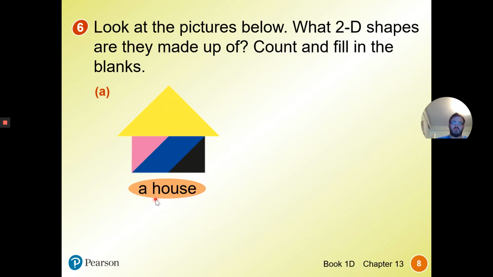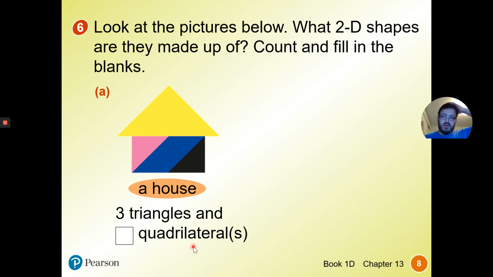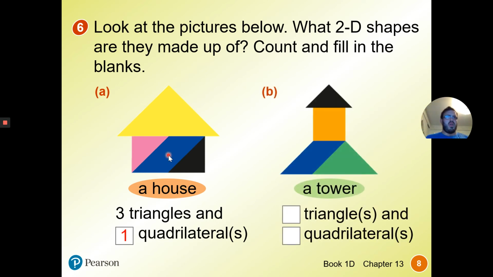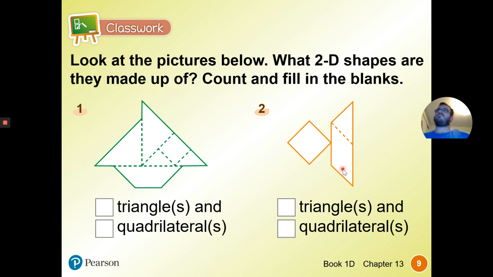So look at the pictures below. What 2D shapes are they made up of? We have a house and a tower. The house has got 3 triangles and how many quadrilaterals? Have a look. There's 1, 2, 3 triangles. So there's 1 shape remaining, which is a quadrilateral. And in my tower, how many triangles do I have? Well, I go through and I've got 1, 2, and I have 2 quadrilaterals left.